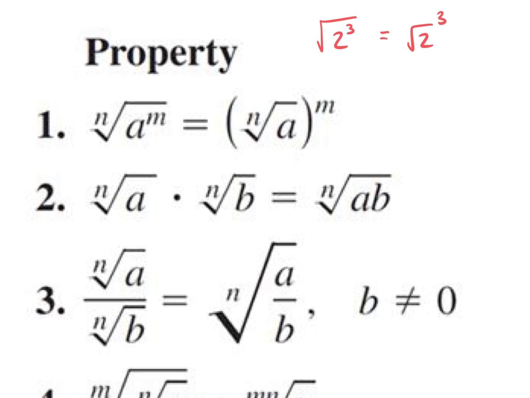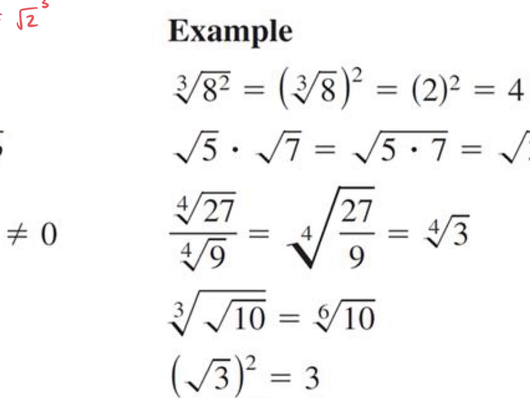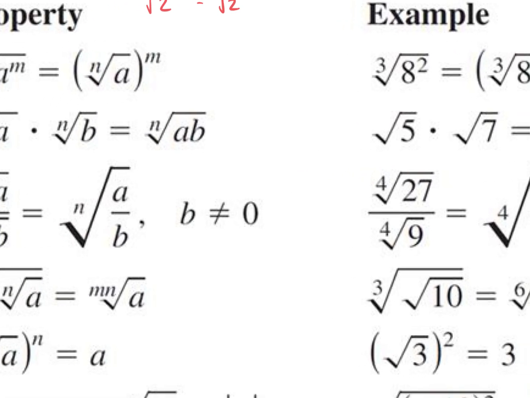If we are multiplying two terms that have the same index, we can multiply them together. We can combine them under one square root. So here in the example, the square root of 5 times the square root of 7, we can turn that into the square root of 5 times 7, or the square root of 35. So we can combine them together if they have the same index. Same thing if we're dividing. If we had the 4th root of 27 over the 4th root of 9, you can combine those together, and it'd be the 4th root of 27 over 9.